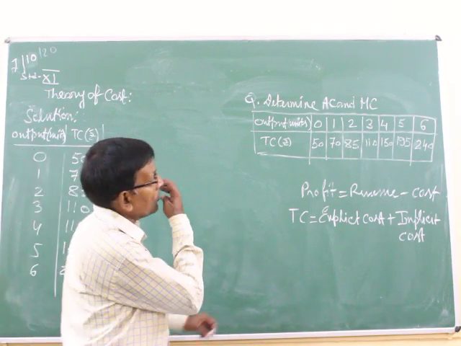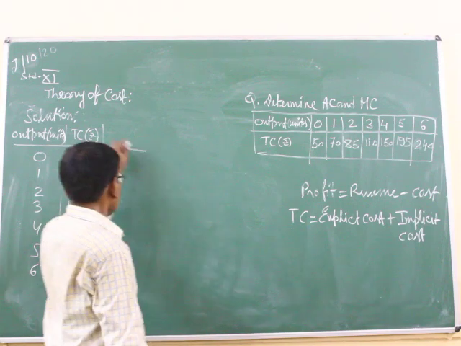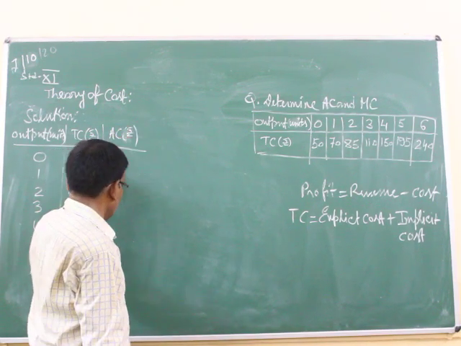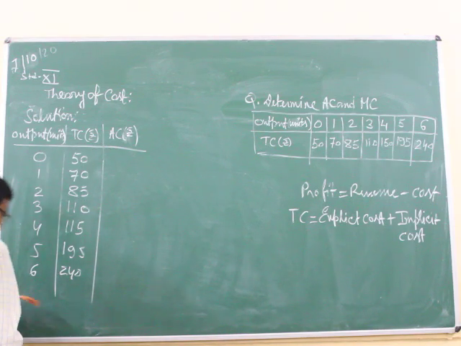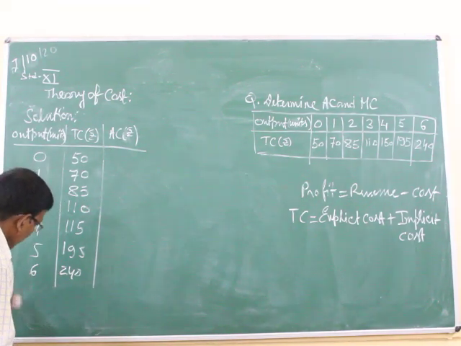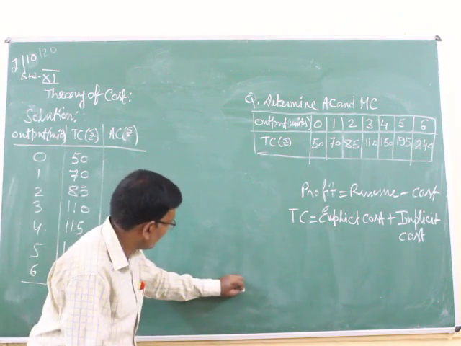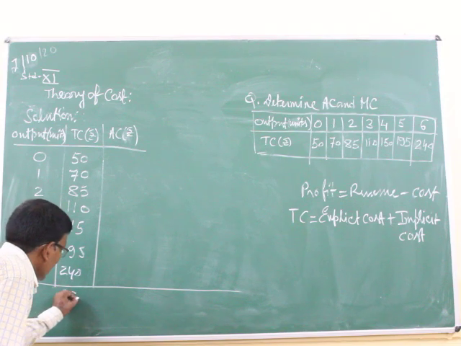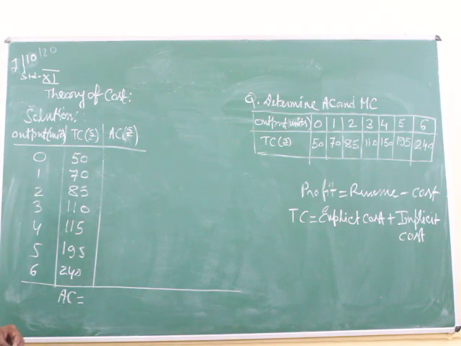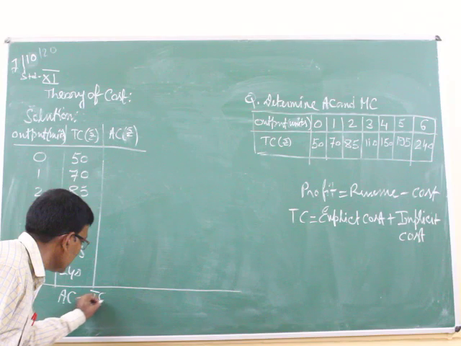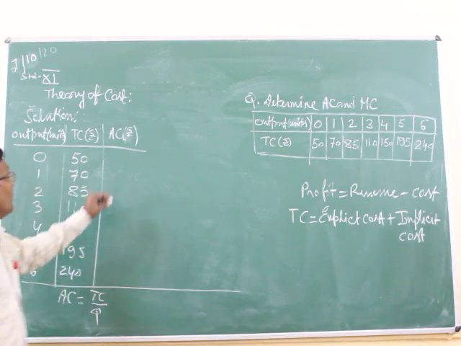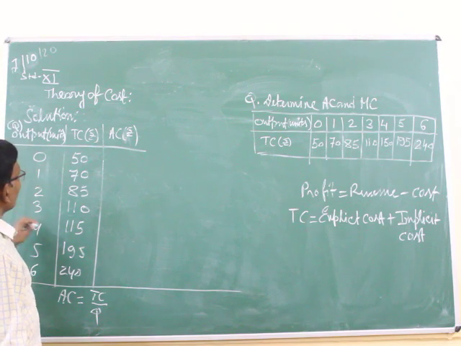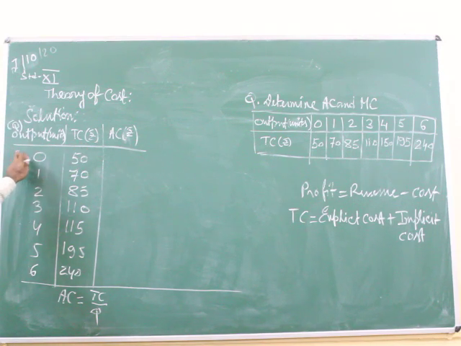Now what are the things we have to find out? AC and FC. AC, the formula I have given you, don't write down the formula over here. Just below the table, whatever formula you are using, you will write it down. AC is equal to TC by Q. Output is denoted by notation Q. If you divide TC by Q, we will get AC.